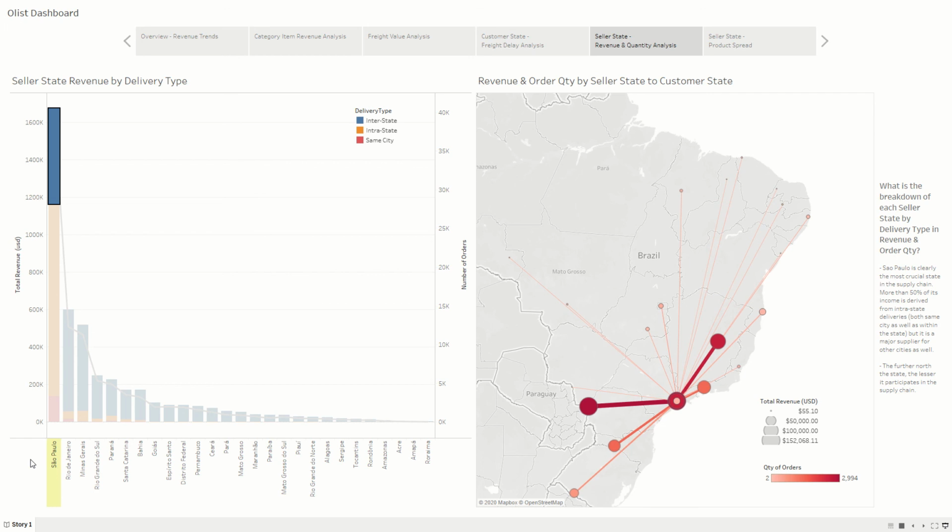So there's a demand and supply aspect to the marketplace. So this is the supply side optimization. In this case, I've highlighted Sao Paulo intrastate again. We can tell again, Sao Paulo is the state with the highest seller revenue being generated. There are a lot of orders coming from people in Sao Paulo, which means people in Sao Paulo are the ones distributing to other consumer states.